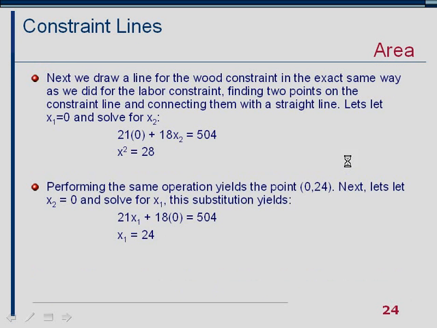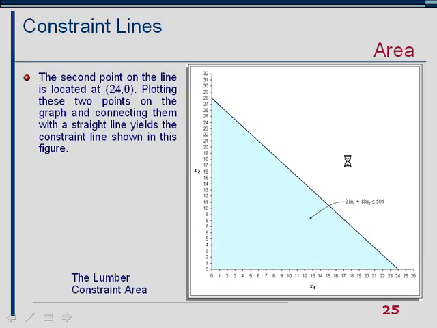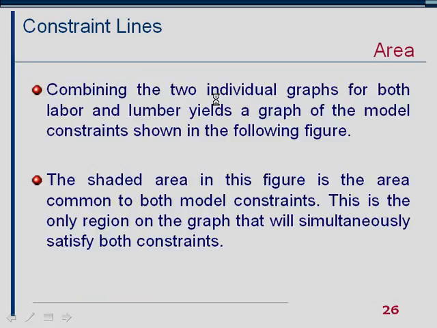So let's take a look at our wood constraint or lumber constraint. We do the exact same thing. First we let x1 be equal to 0, solve for x2, and we get a value of 28. Then we solve for x1 and get a value of 24. And so our points are (0, 28) and (24, 0).